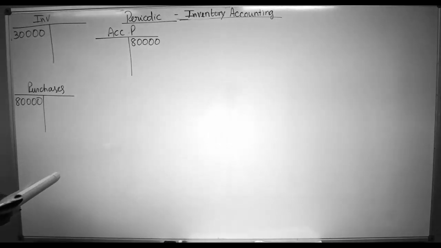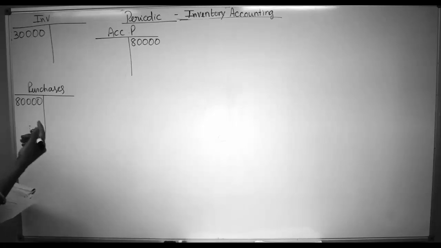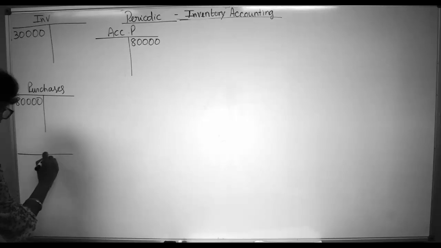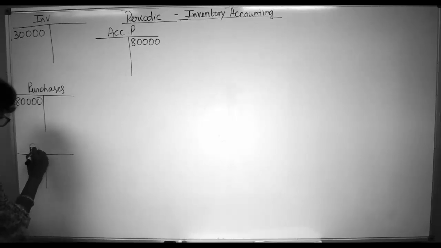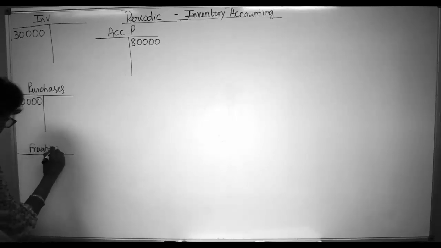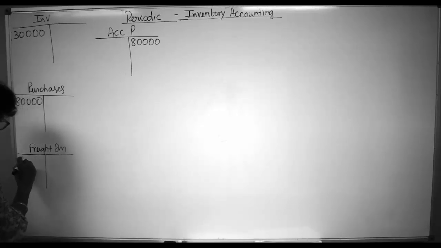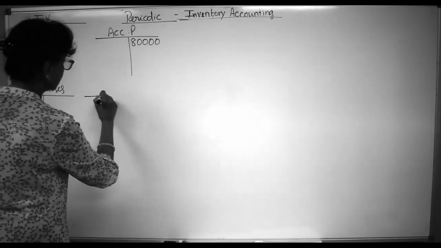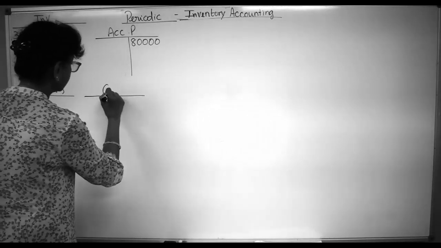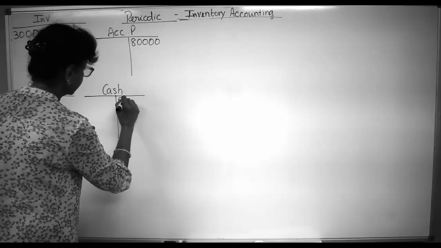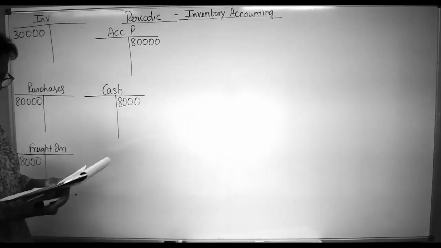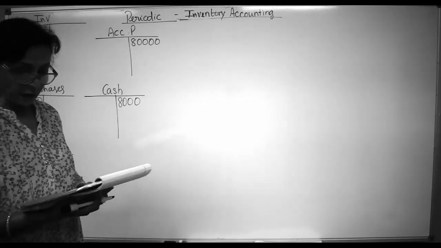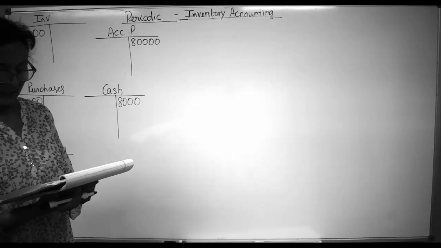And the company also paid $8,000 for the shipping. So here you go to freight in, debit $8,000, and you will credit cash $8,000. And then the credit term on this purchase is 2/10 N/30.